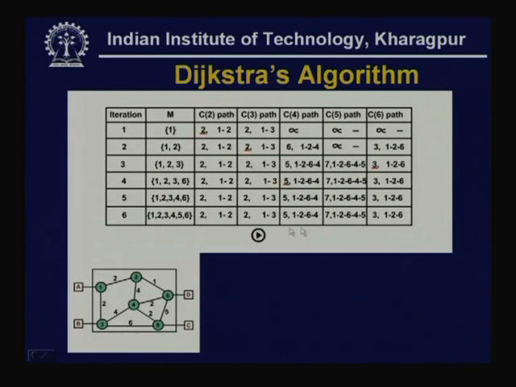So, from this you can create that table, routing table, which I mentioned earlier, whether it is a central routing table or distributed routing table, that can be created from this least cost path algorithm given by Dijkstra, and it is quite efficient algorithm, and that is why it is widely used.